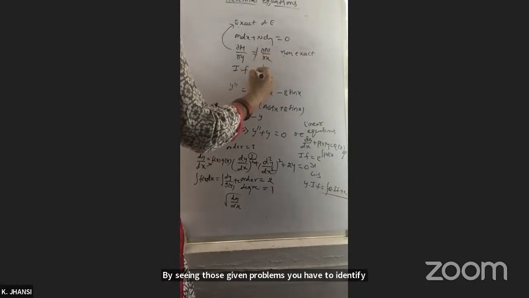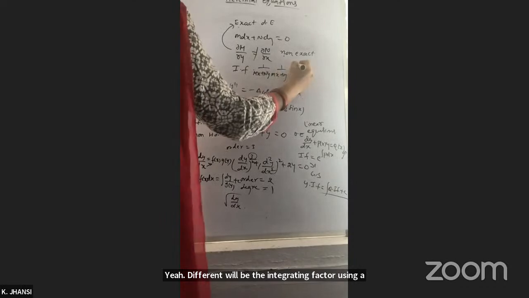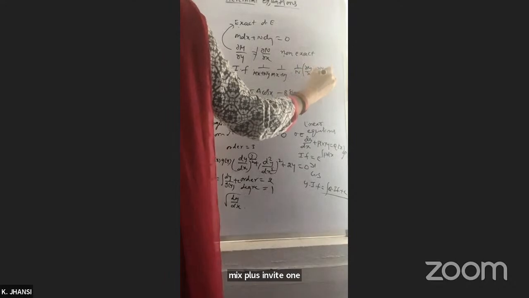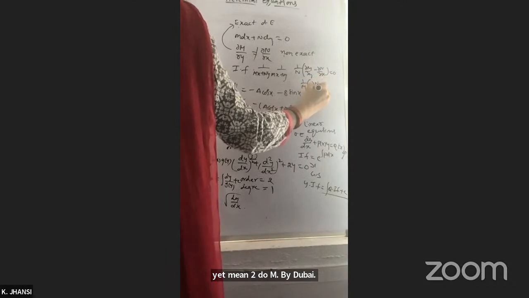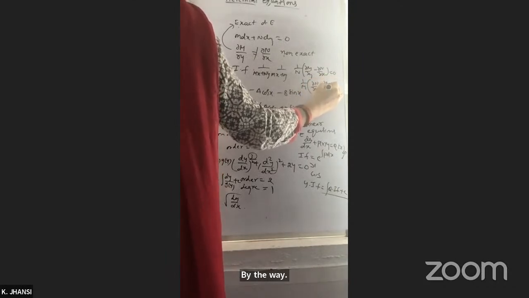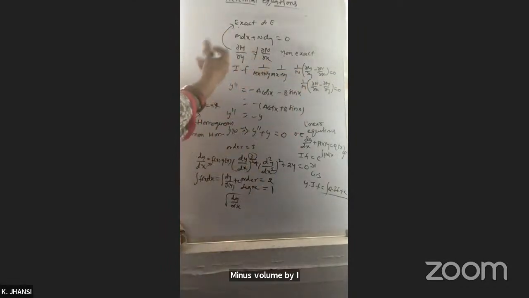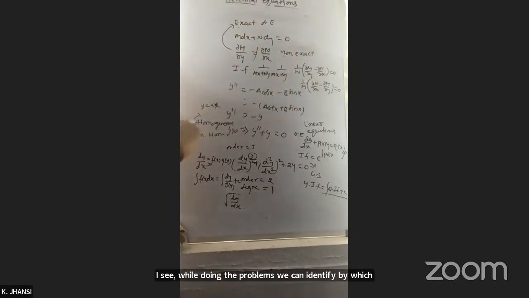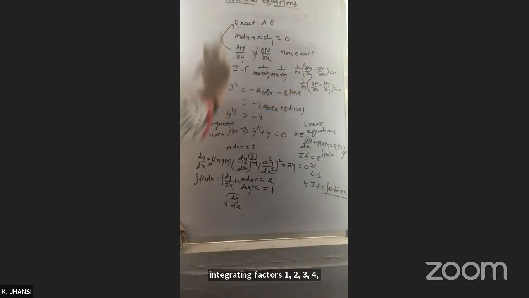By seeing the given problems, you have to identify which integrating factor is suitable for the given question. The integrating factors are 1 by Mx plus Ny, 1 by Mx minus Ny, next 1 by N into dou M by dou y minus dou N by dou x, and one more is 1 by M into dou N by dou x minus dou M by dou y. 1, 2, 3, 4. While doing the problems, you can identify which type of integrating factor to use for which problem. For converting non-exact to exact, we'll use these integrating factors and solve the problems.